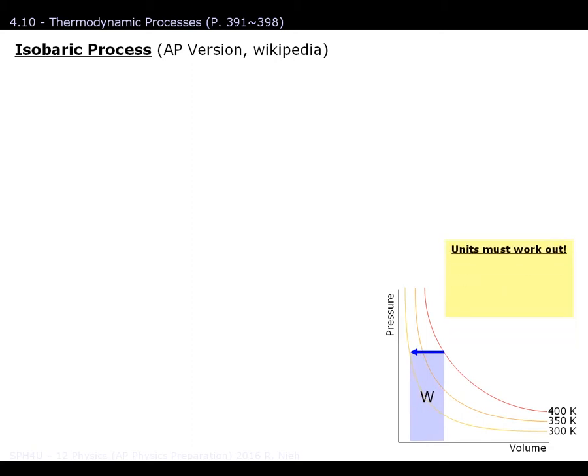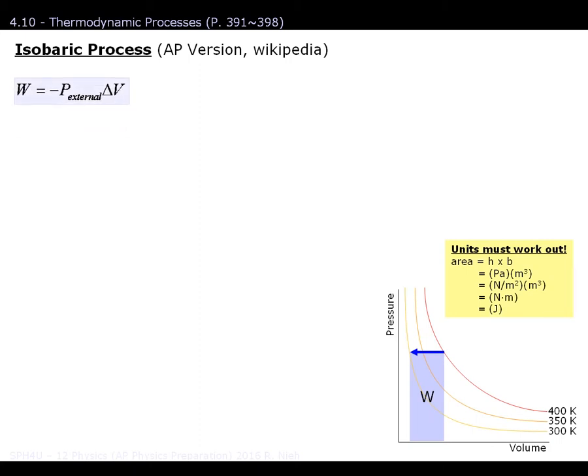Let's check it out. As you may know, units must always work out. So since the area underneath this graph is a measurement of height times base, and height is a measurement of pressure, and the base is a measurement of volume, then you have a unit of pascals times meters cubed. A pascal can also be rewritten as newtons per meter squared. And when you divide meters cubed by meters squared, you just get meters. And a newton times a meter gives you a joule. So the area underneath a pressure-volume graph always tells you work.